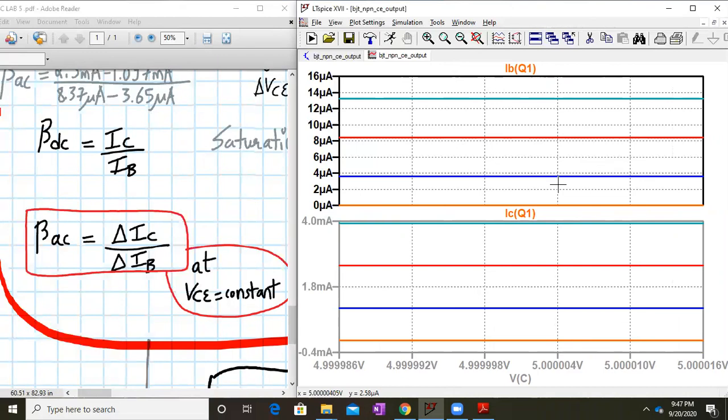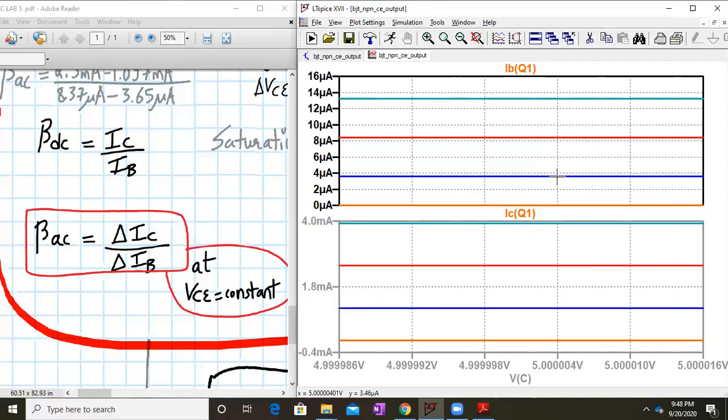Remember your beta AC, the current gain for the AC quantity, will be delta IC upon delta IB. First of all, I will measure the value of IC. Here at 5 volts, what is my value of IC? IC1 is 2.515 milliamperes, as you can see on the Y coordinate. Similarly, for this blue curve, I will measure 1.122 milliamperes. So this is my value of IC2. Now, similarly, for the same red curve above, this is the corresponding value of IB. Here I'll measure the value of IB1 as 8.41 microamperes, and below, I'll measure IB2, which will be 3.46 microamperes.